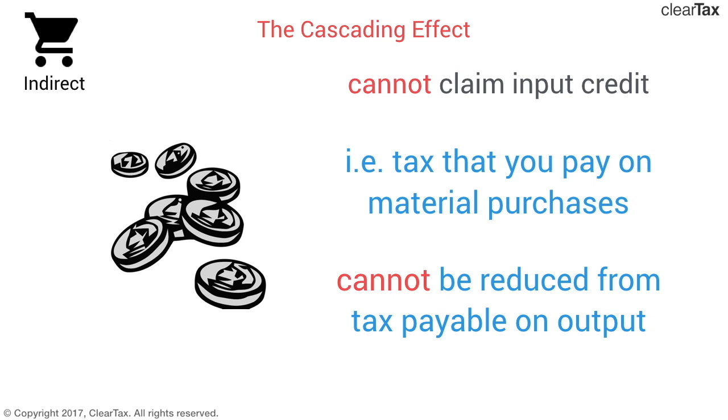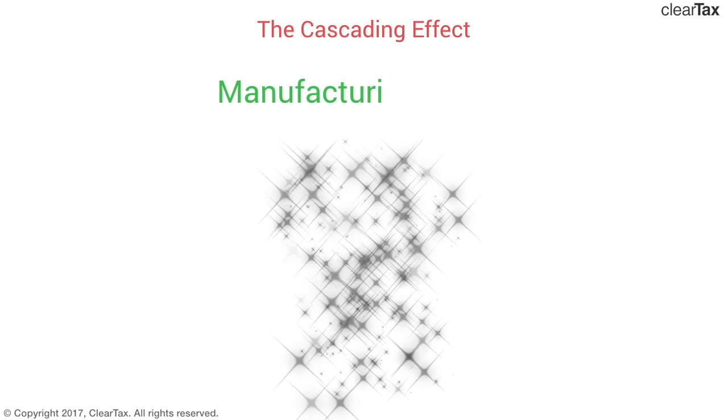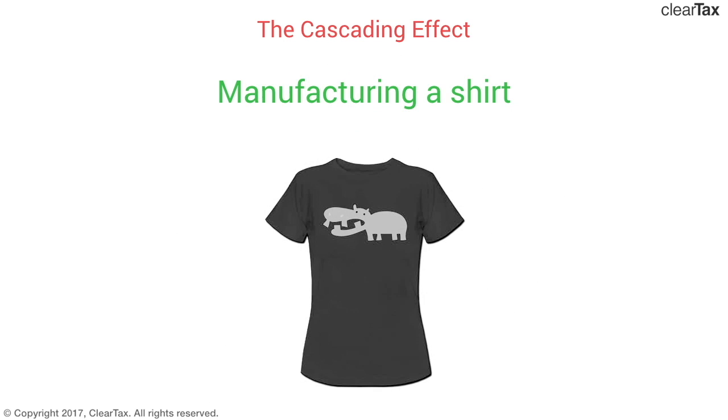If this is the case, then you are set to have input credit. If not, then you cannot claim input credit. That is, you cannot set off your output tax liability. Time to move into our example. Let's take the case of manufacturing a shirt.